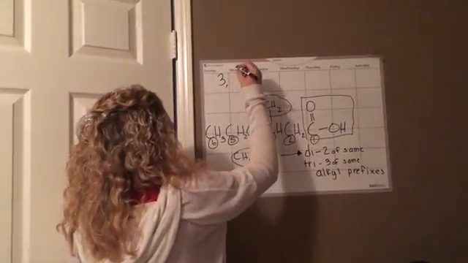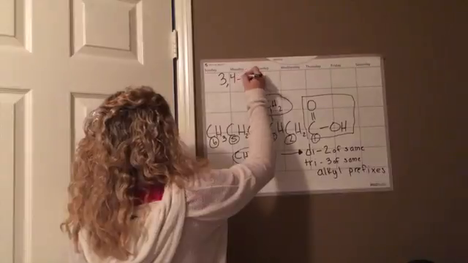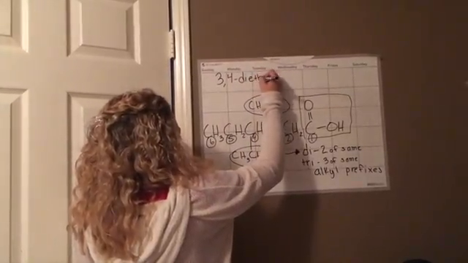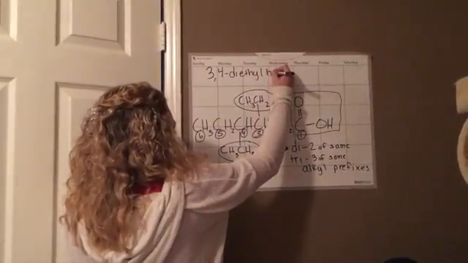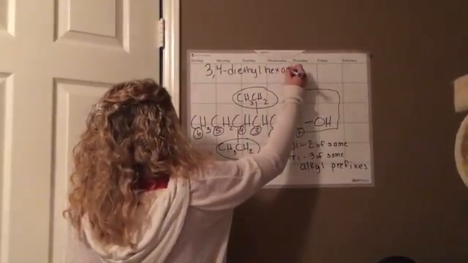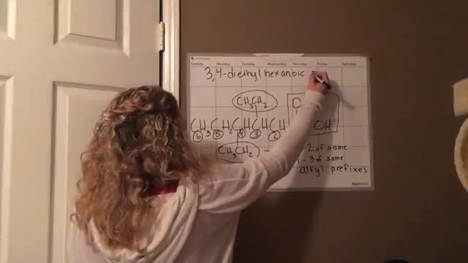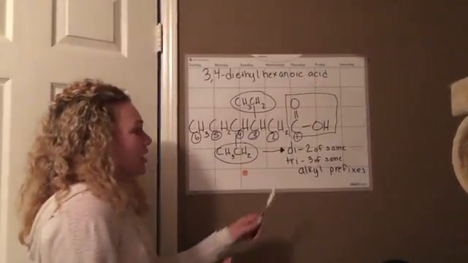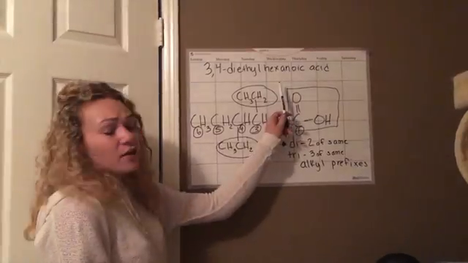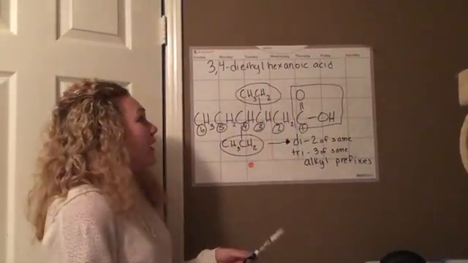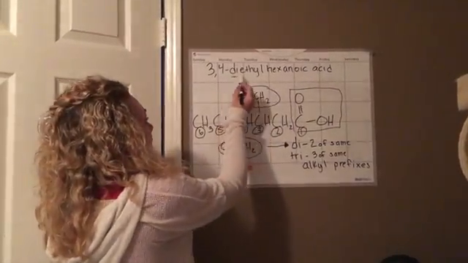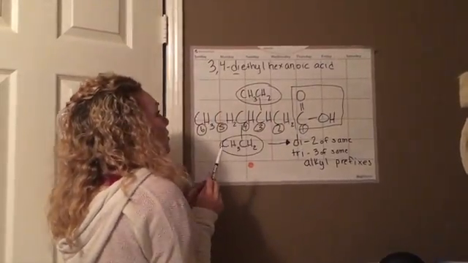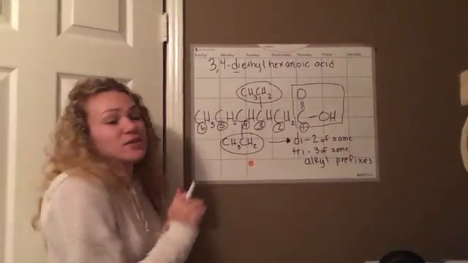So for naming this, it would be 3,4-diethyl hexanoic acid. Because hexane is the parent chain, we dropped the E from the alkane name, adding oic acid. We added the di for both of our ethyl groups, which are on carbons 3 and 4, giving 3,4-diethyl hexanoic acid.